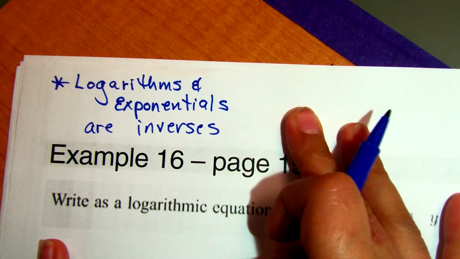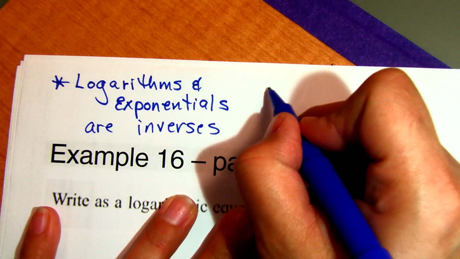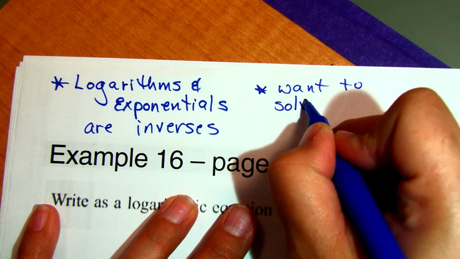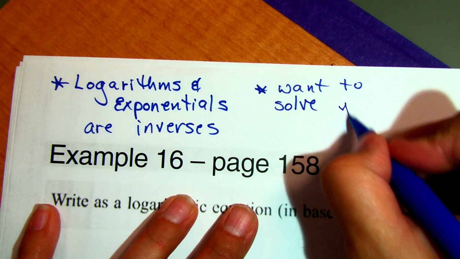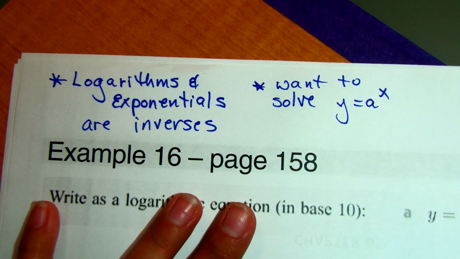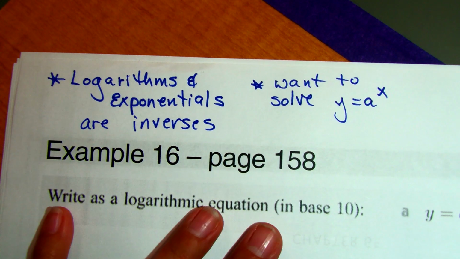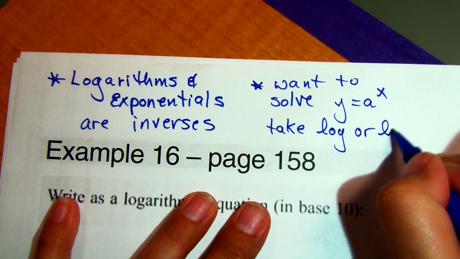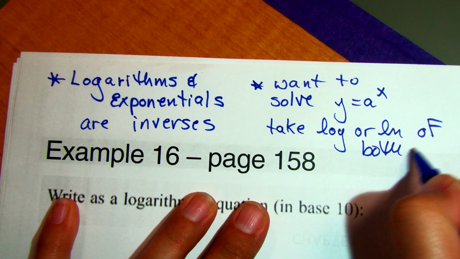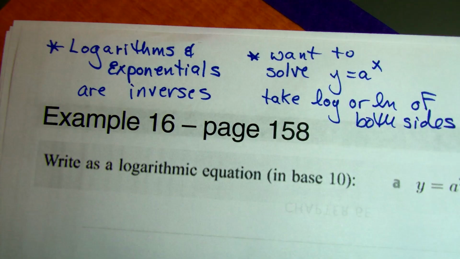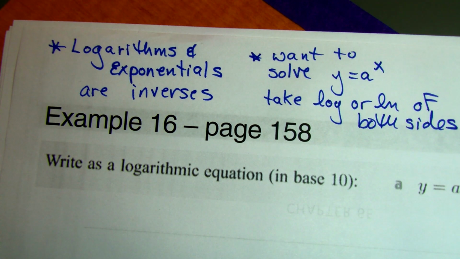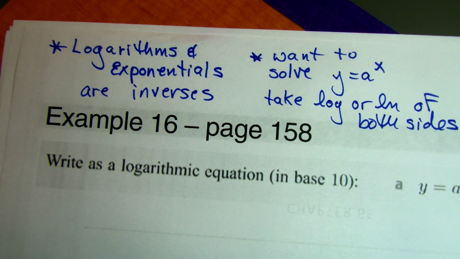So logarithms and exponentials are inverses. So if I want to solve something of the equation y equals a to the x, you want to take the log or the natural log of both sides. It is up to you which base you want to work with if they don't tell you. If you take the log or the natural log, you will get the same answer. We'll get to that later when we actually start working with numbers, okay?